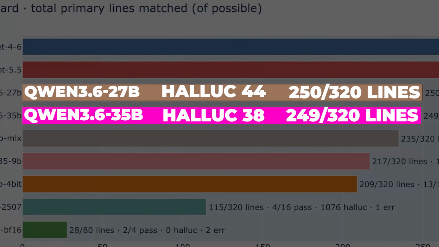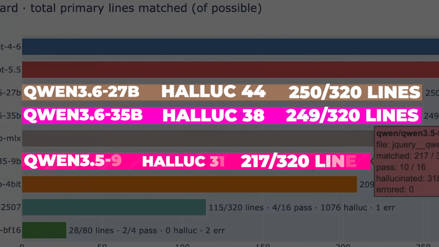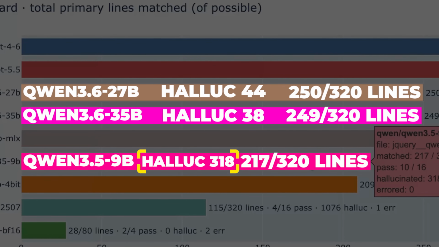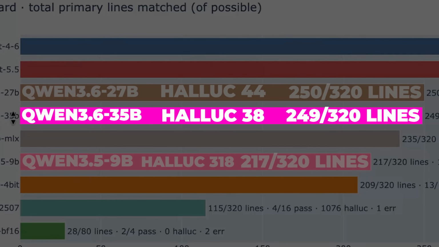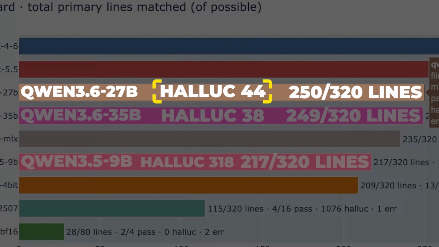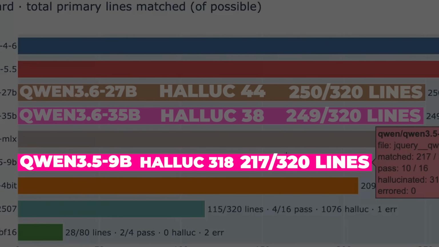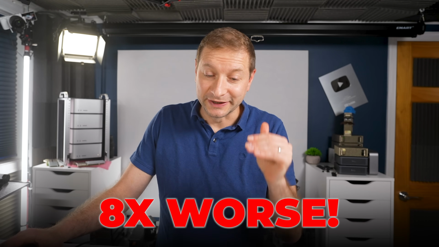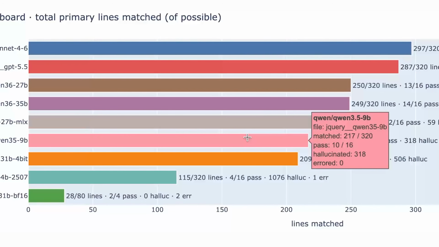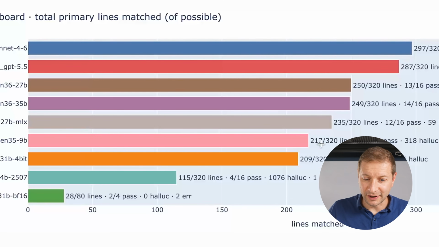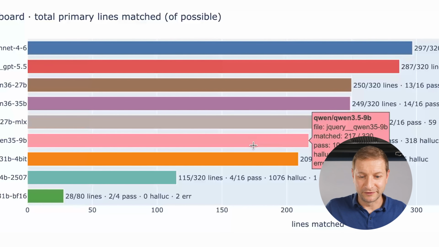But also look at the hallucinations. Qwen 3.5 9B, 318 hallucinations. That is a lot. Qwen 3.6 35B, 38 hallucinations. Okay, that's better. 44 hallucinations for Qwen 3.6 27B. But wow, that 9B model is unexpectedly bad with hallucinations. That's roughly 8 times worse than the next noisiest model in the entire matrix. And it's sitting right there, right in the middle of the entire leaderboard as if nothing's wrong. This is what you really got to watch out for.